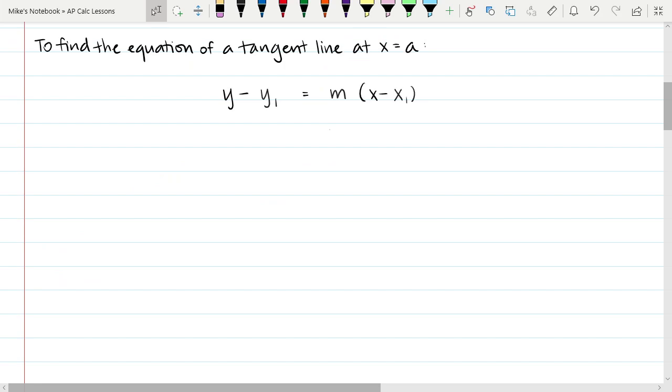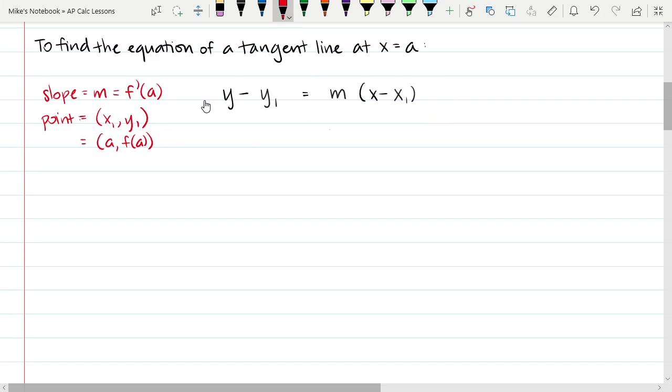Okay, but now remember, to find the equation of a tangent line, or any line for that matter, there are two things that you need to know. You need to know the slope of the line, so that's your m, and you need to know a point on the line, and that would be your x1, y1. But remember, in this case, the line whose equation we're trying to find is a tangent line. So specifically, the slope in this case is actually going to be f prime at a. And the point is going to be a, comma, f of a.